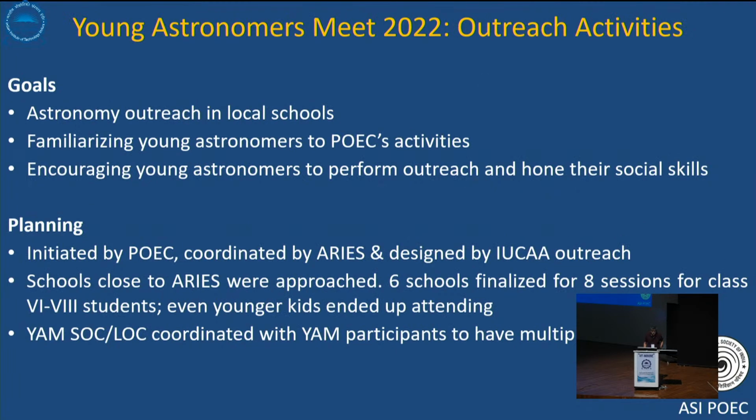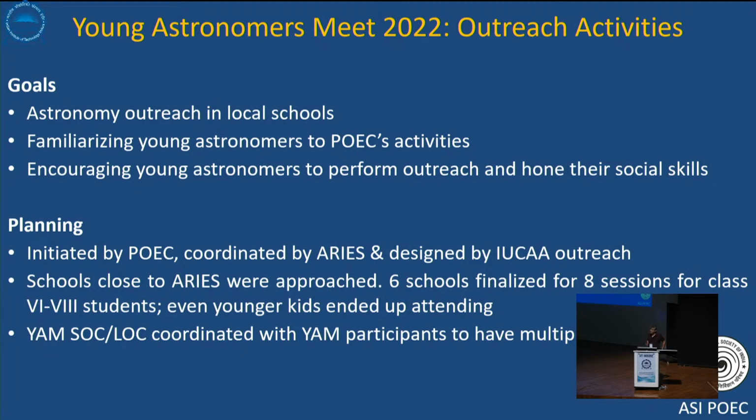The Young Astronomers Meet was held, I believe, in November in Aries. I was not physically there, although I gave a lecture remotely. The goal, from the outreach perspective, was to do outreach for the local schools, and this is something that we really do. Wherever we have an event, we like to reach out to the local region.